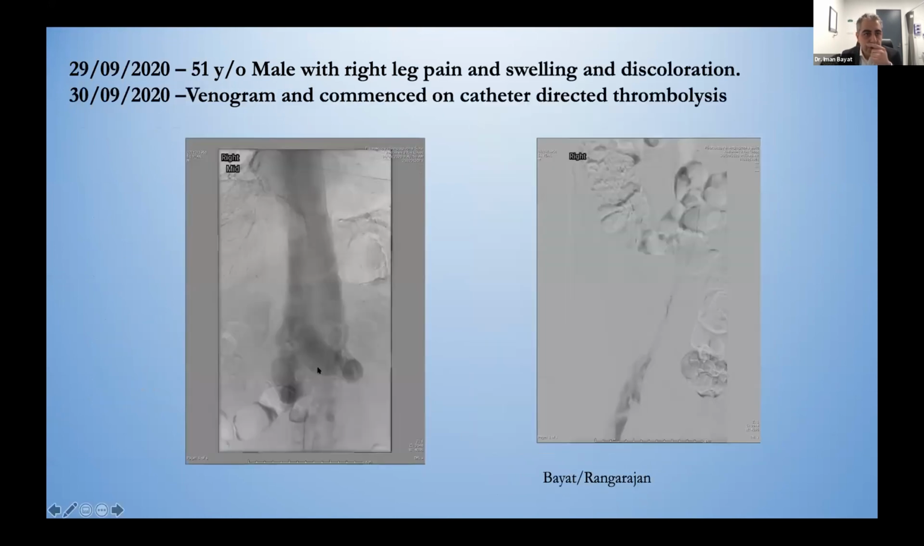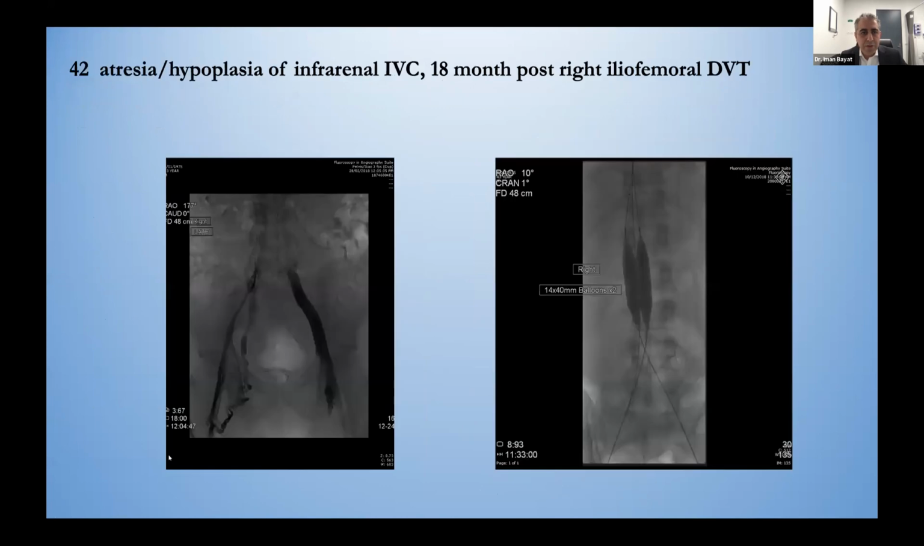So we took him to theater today, and we've put in a thrombolytic catheter for the clot to marinate overnight, and tomorrow we'll take him in for AngioJet to clear all of this. But while that's marinating, this is a case that I prepared earlier.